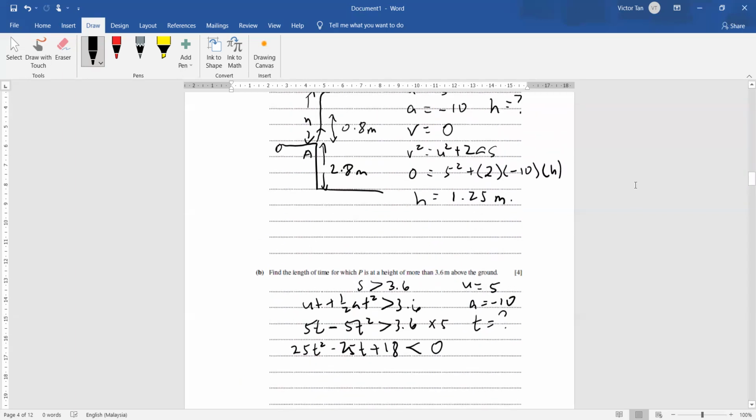Now I forgot I've done this as 0.8. No wonder you cannot get a solution. Okay. So this is 0.8. 0.8 times 5 is 4.